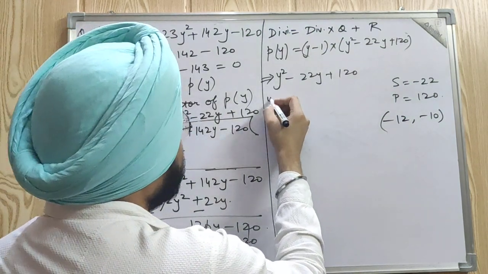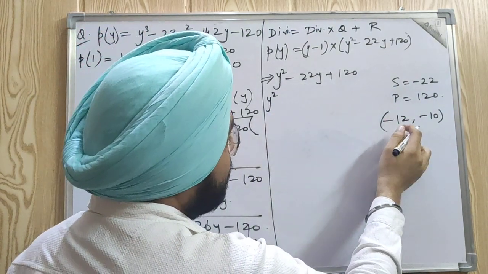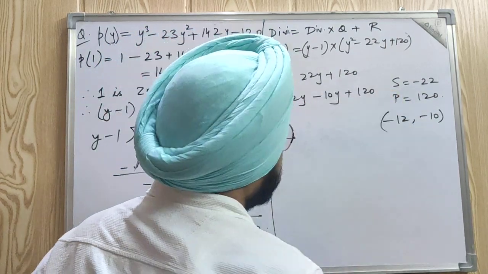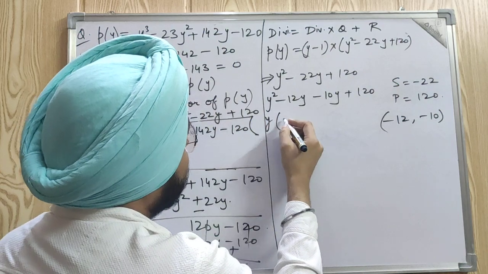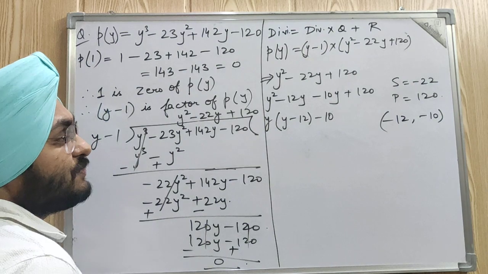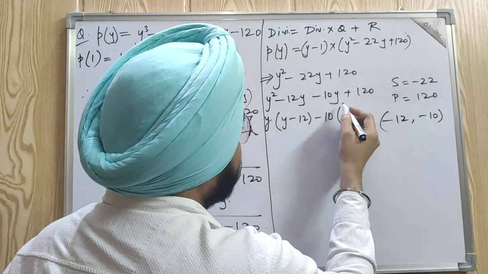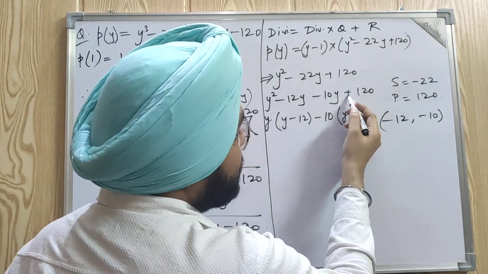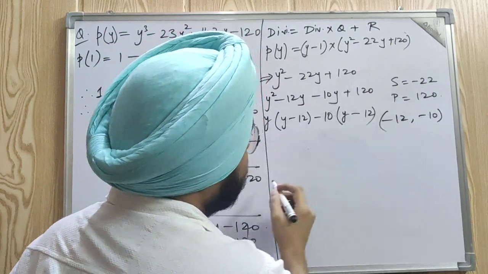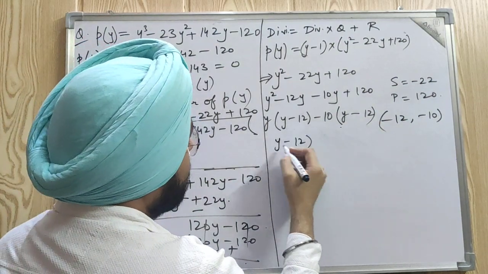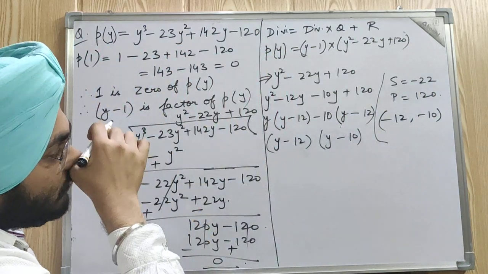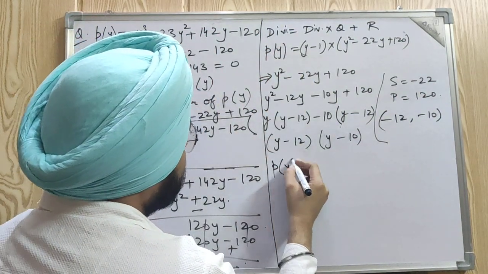So now y square, this minus 22y will be written as minus 12y minus 10y plus 120. Taking common from the first, y minus 12. From the second, we take minus 10 common. When taken common, we are left with y here. This positive will be converted to negative, since negative has been taken out, and y minus 12. From both, y minus 12 is common, and we are left with y minus 10 here.